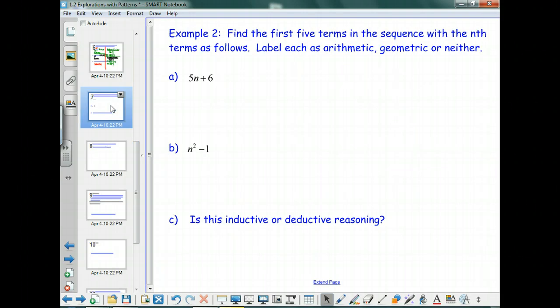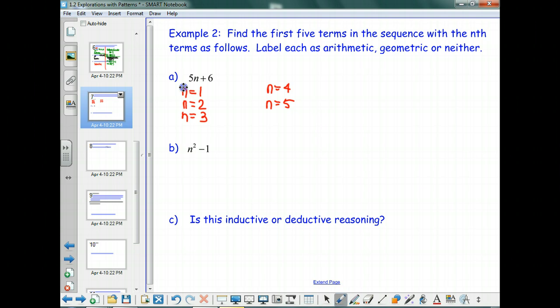Oh, all right. I'm going to jump the gun on explaining a little bit too much on the last slide. This says, find the first 5 terms of the sequence with the nth term as follows. Label each as arithmetic, geometric, or neither. All right. So we're supposed to find the first 5 terms of the sequence. In essence, what I want is to say what happens when n equals 1, 2, 3, 4, and 5.